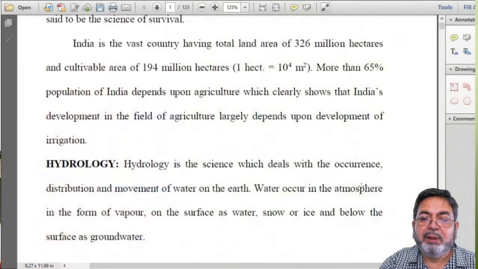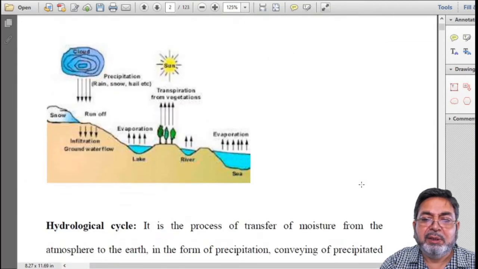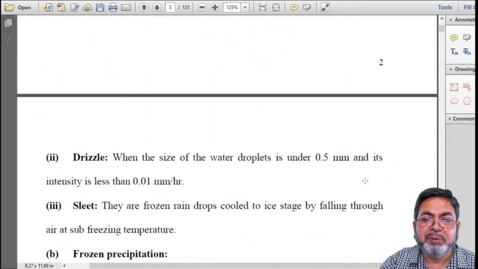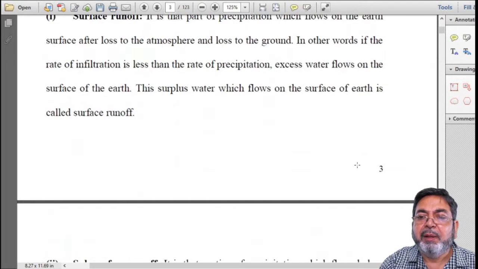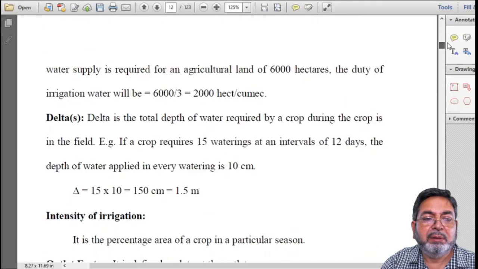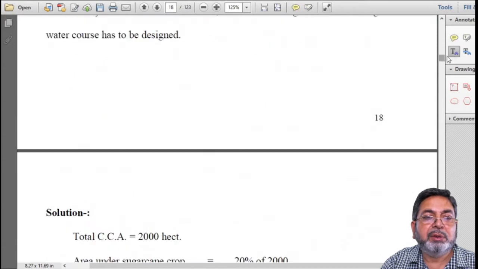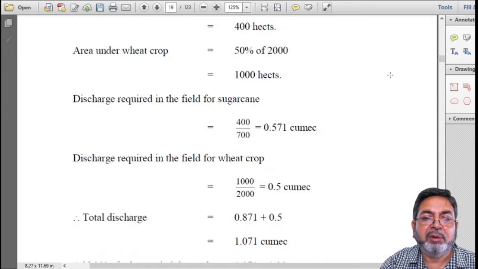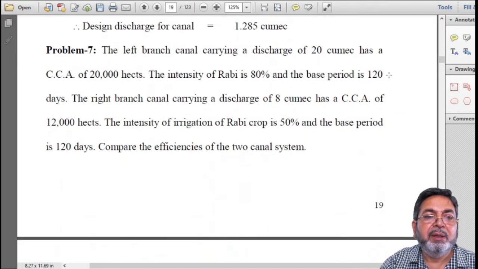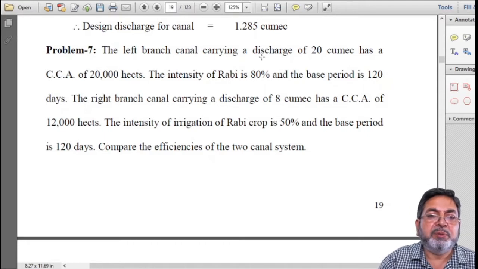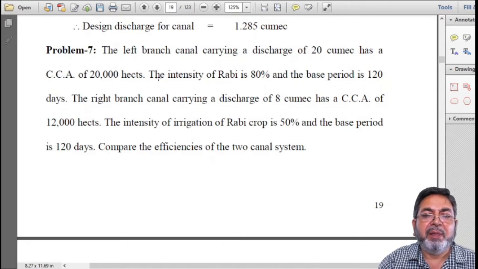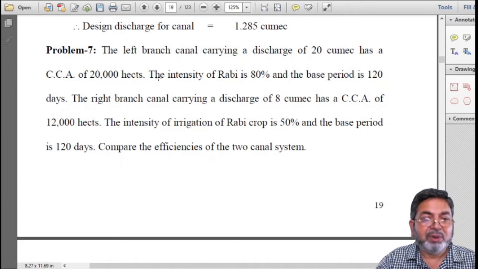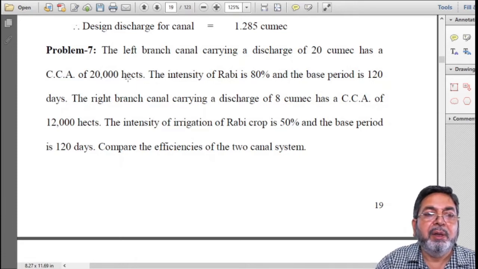Dear students, in this lecture I will solve two numerical problems, problem number 7 and 8. So let us move to that problem. This is 6, which I have already solved in the previous lecture. Now this is the 7th problem. First read out this problem and try to understand the problem, and then we will go to the solution.